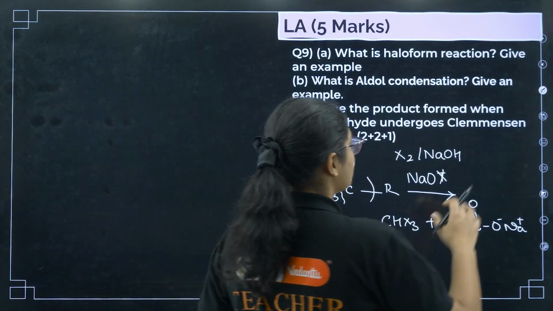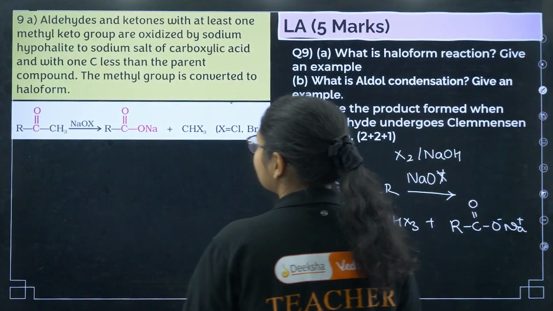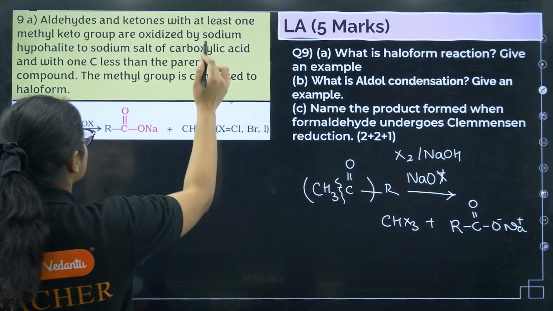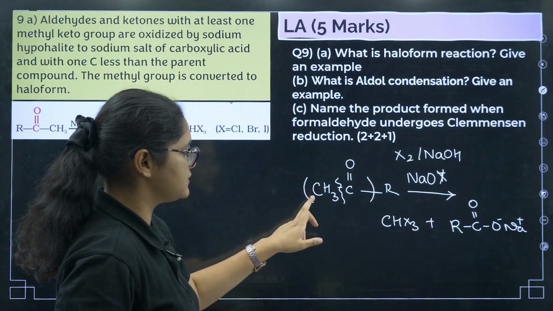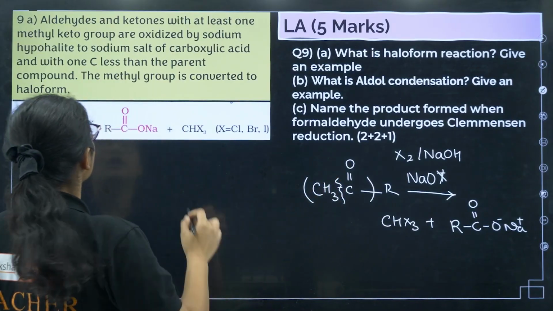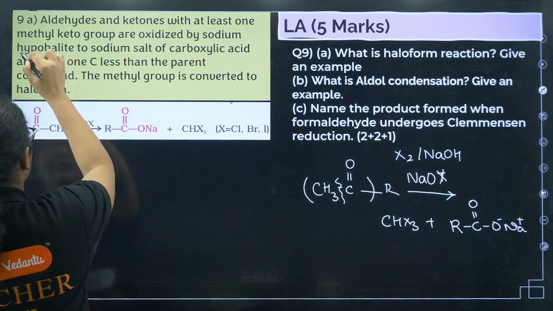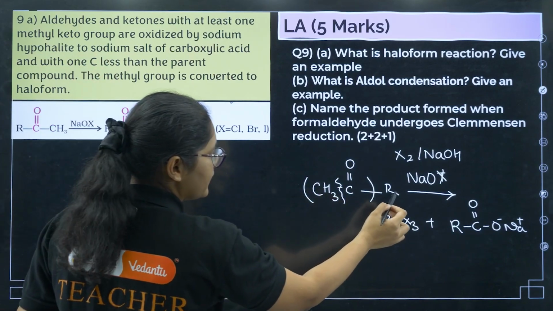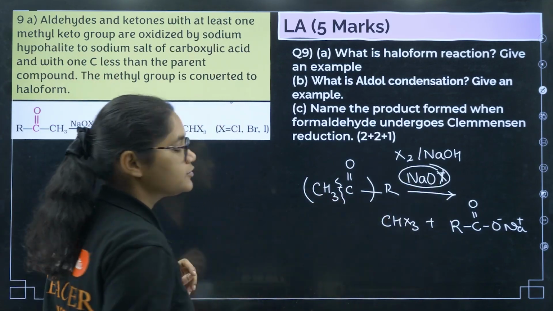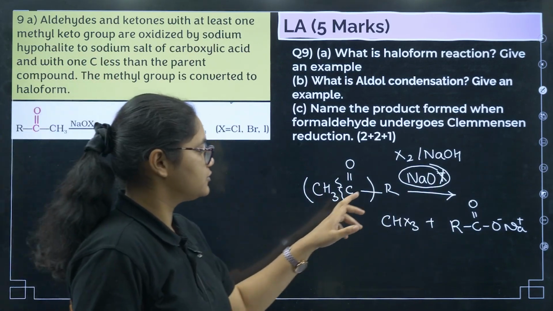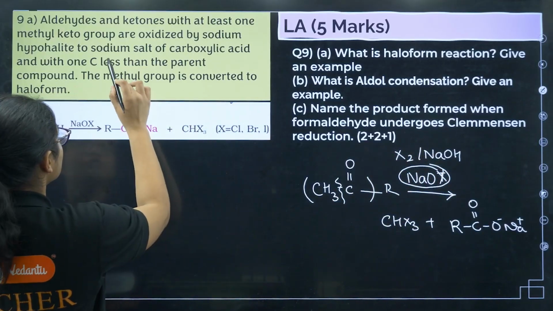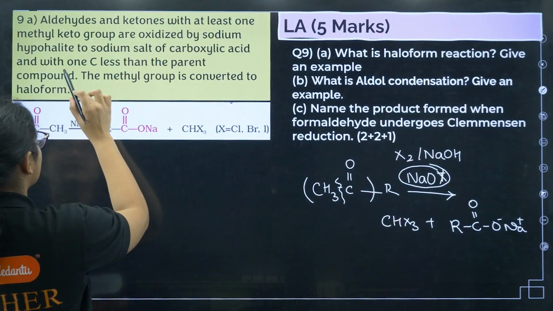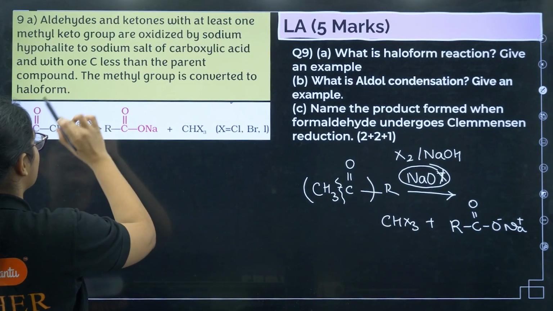Okay, so now let us see the haloform reaction. Aldehydes and ketones with at least one methyl keto group. So this is your methyl keto. You can see one methyl and one keto group, right? Are oxidized by sodium hypohalite. So what is sodium hypohalite? This NaOX is called sodium hypohalite, or it can also be written in the form of X2/NaOH. To give the sodium salt of a carboxylic acid with one carbon less than the parent carbon.